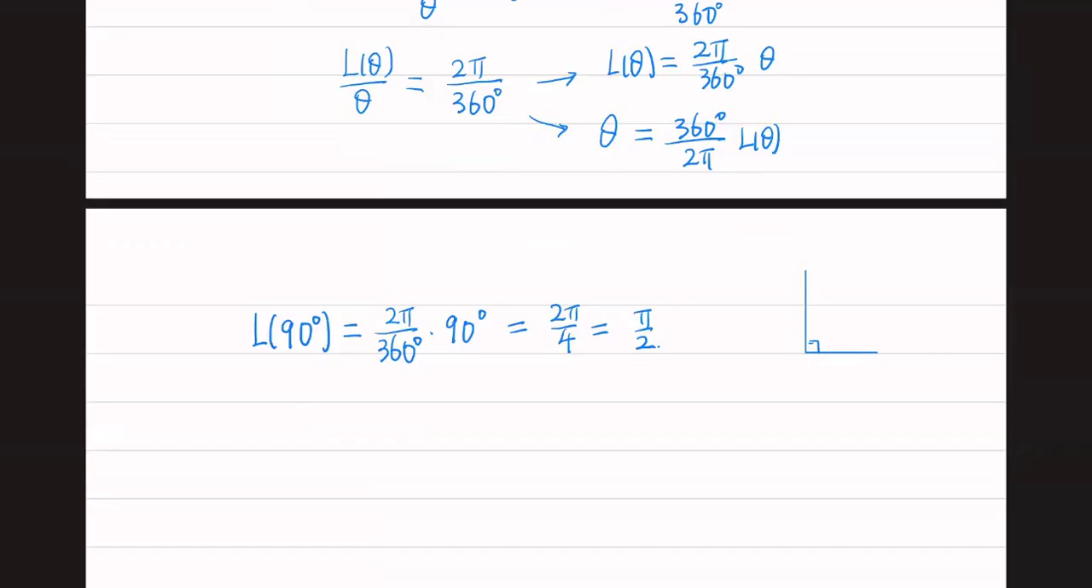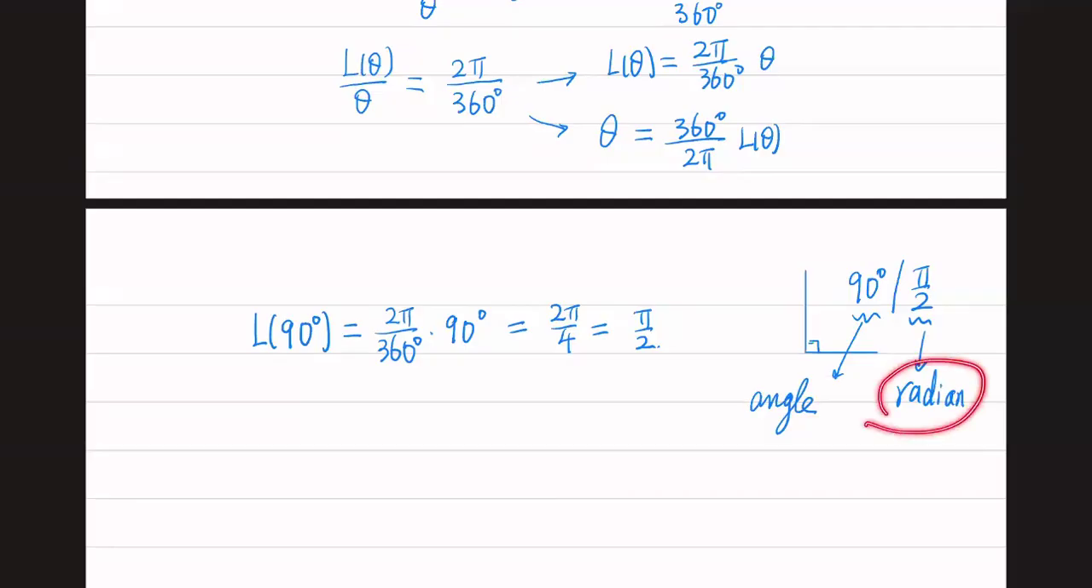We can say it's 90 degrees. Or we can say it's pi over 2. Both work. And this will be more popular in the future. So we call this the radian. The radian is in kind of the length of the angle on the unit circle. The radius is 1. This radian, a new term.